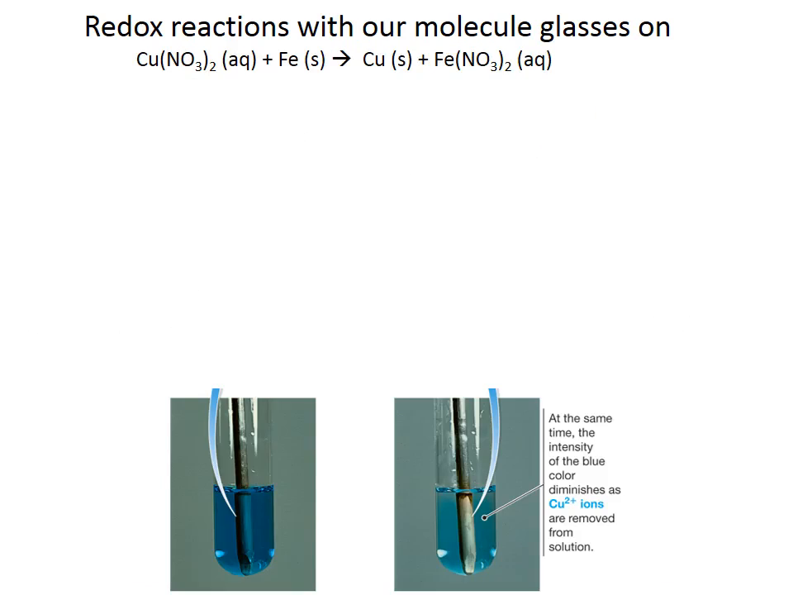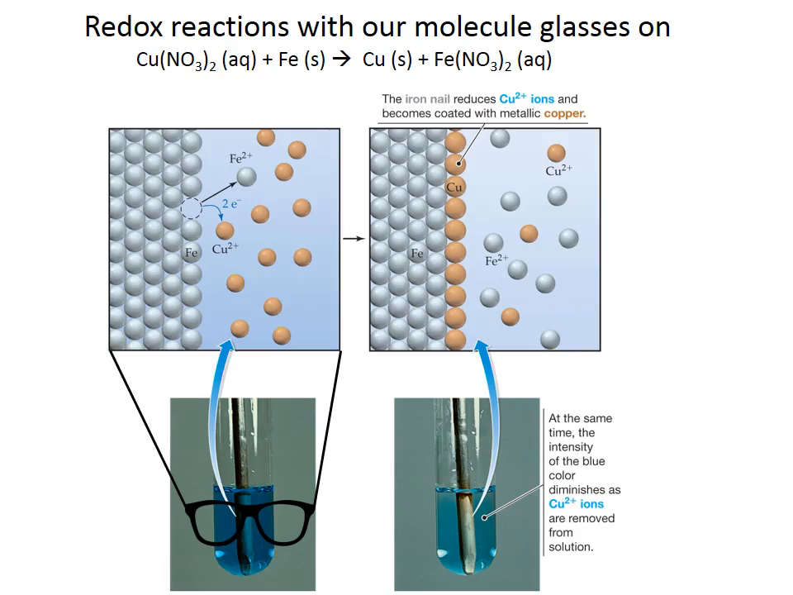Now here's another one. We're going to put our molecule glasses on over this one as well. On the left-hand side we have iron, that's the nail. Iron is going to give its electrons to copper 2 ion, which is why the solution color becomes less blue. And you form copper atoms which attach to the nail. And then iron 2 floats around, and iron 2 is not blue, and so the color diminishes.